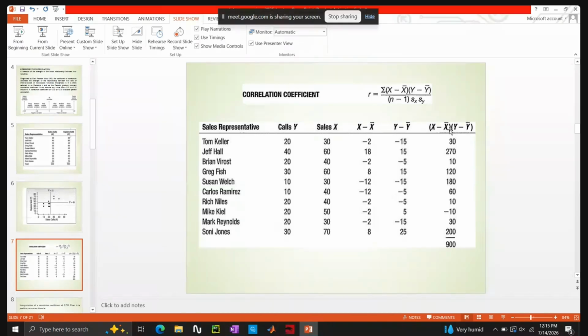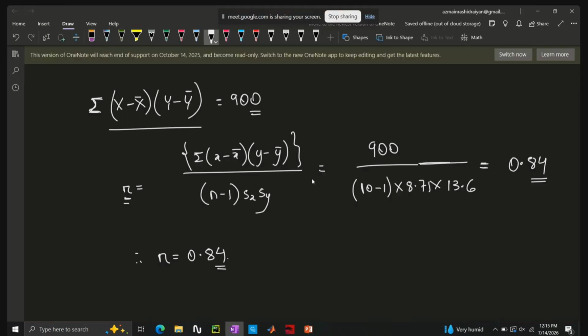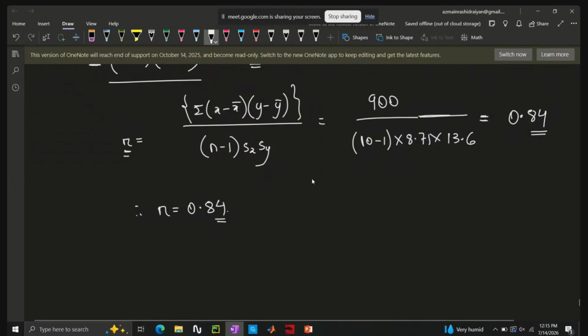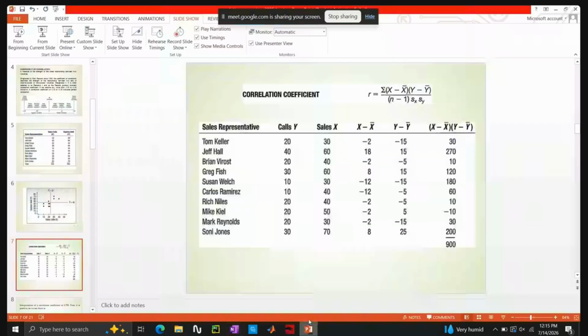So I don't think there is any more confusion on how the X minus X bar and Y minus Y bar multiplication value was obtained. And I think the correlation coefficient is also obtained, which is 0.84. All right. So this is our correlation coefficient value.